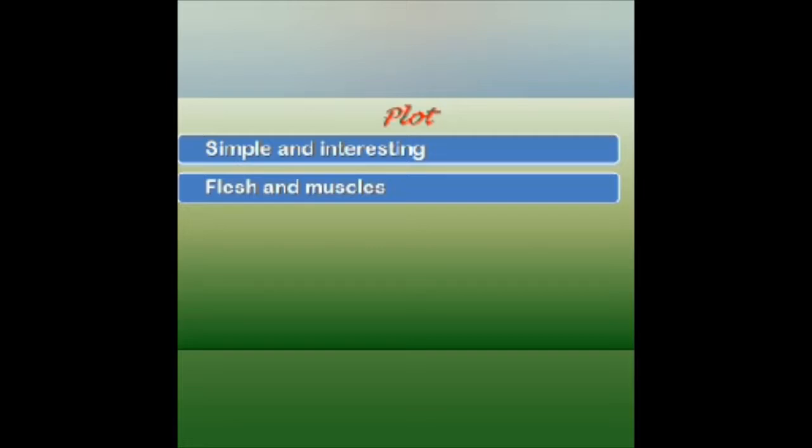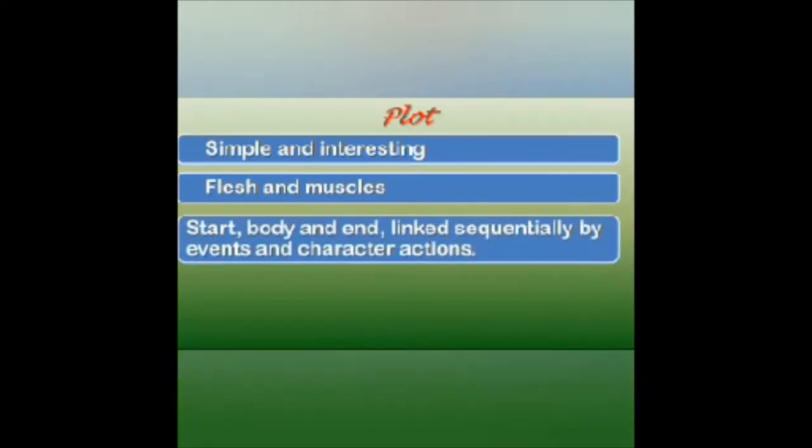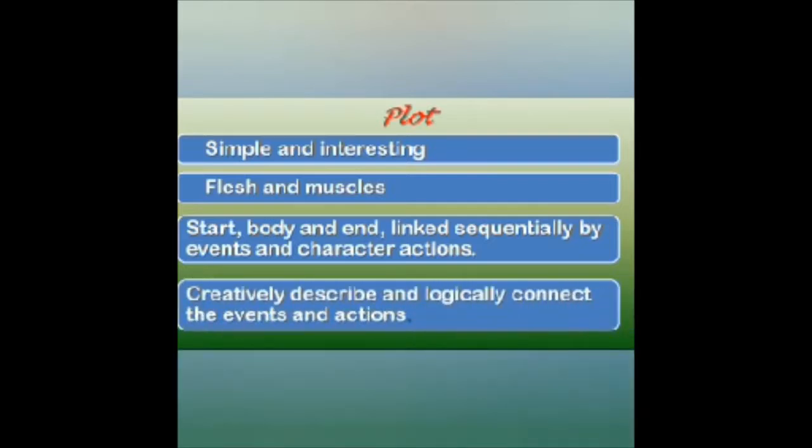And you have to link all 3 stages together with events and actions of the characters. You have to describe and connect the events, and you should be very creative to make it more interesting. I'm focusing on this. You have to make your story creative but interesting. Always remember this.